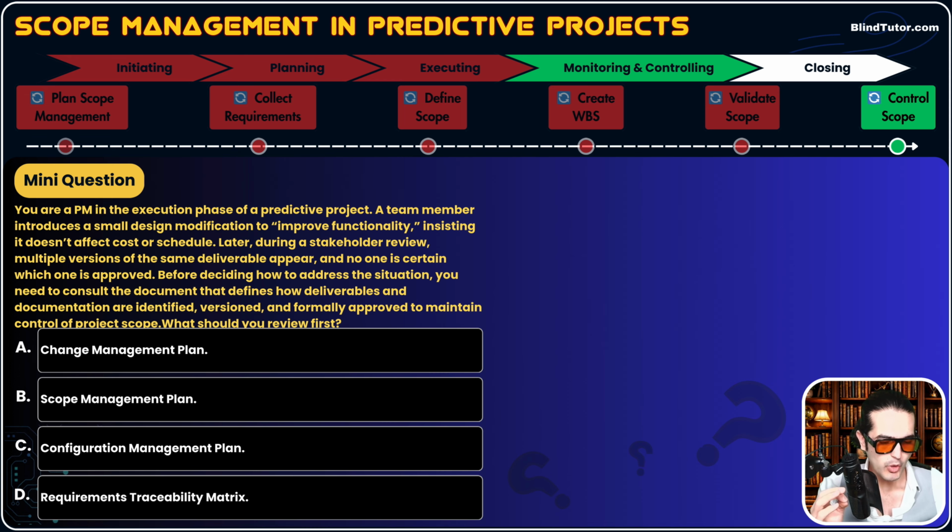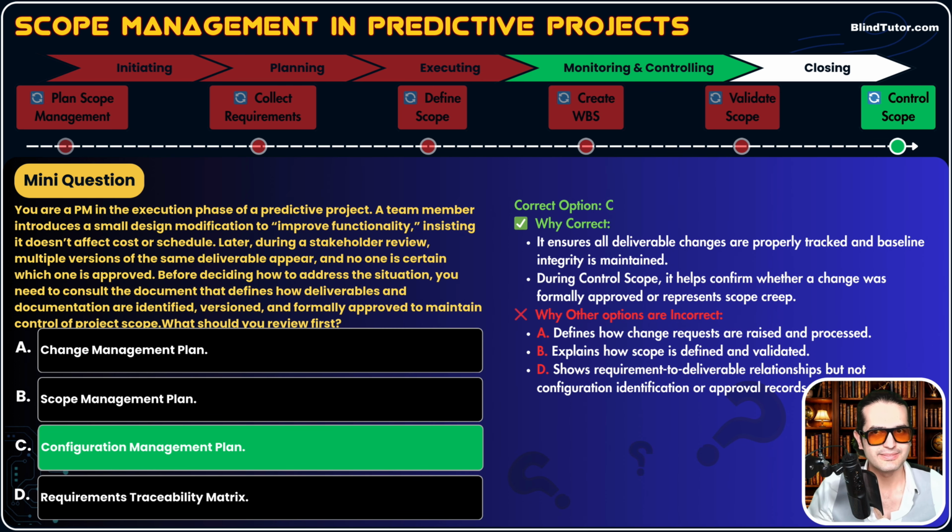Whenever you hear the term versions, and when a question is dealing with versioning, labeling different deliverables, okay? The answer is option B, configuration management plan, okay? The question is asking you, okay, what should you review to make sure that deliverables and documentation are identified, versioned, and formally approved? What documents include this information?